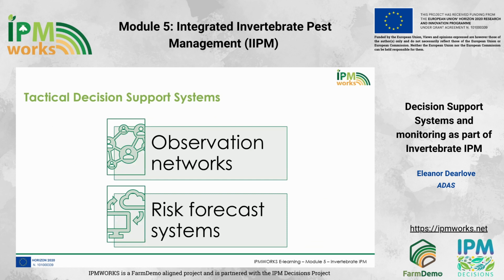Tactical DSS are the most widely used systems and consist of two types: observation networks and risk forecast systems, which will be discussed in the following slides. We will not include here systems that automatically implement management practices based on underlying pest or crop models. That's without farmer or advisor review.